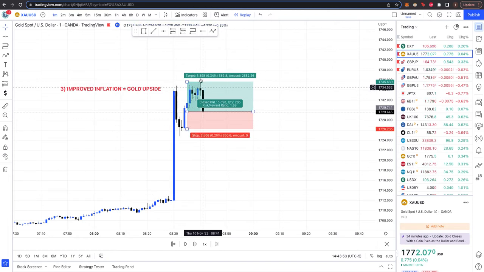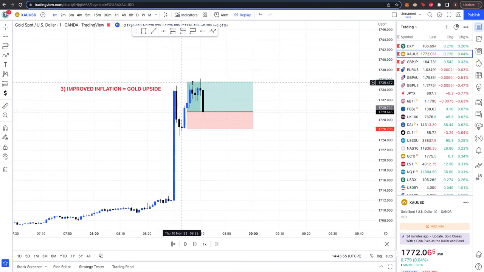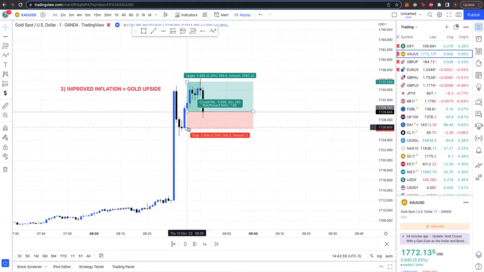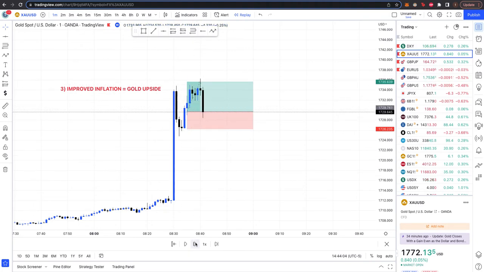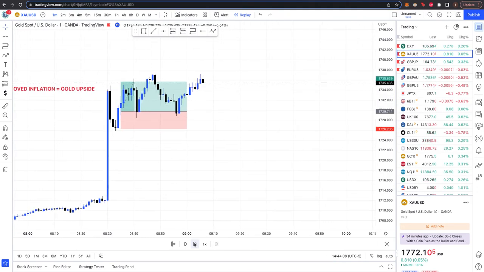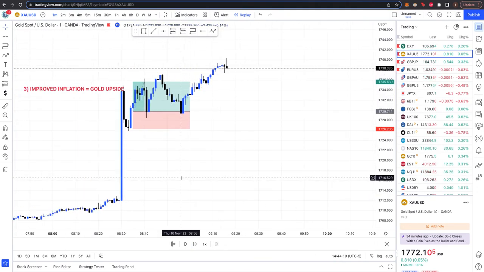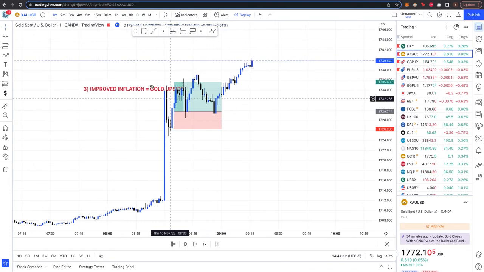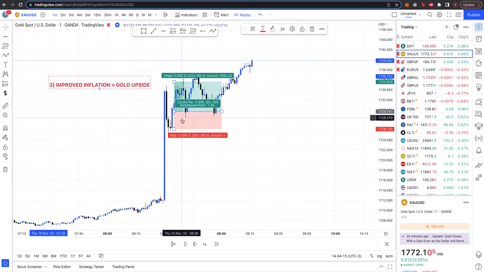Now, ultimately, it took out my high, it took out my TP, came back down to break even. So if I tightened my stops and I hadn't hit my TP, I most likely would have gotten taken out. And then, as we can see, price continued, okay? It messed around for a bit and then ultimately just continued up, right? So that is how I trade news.